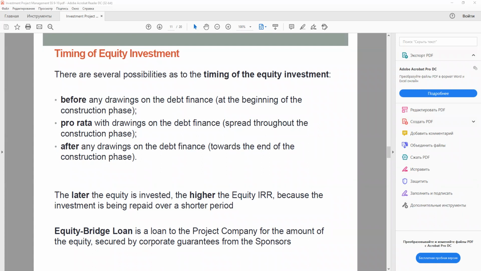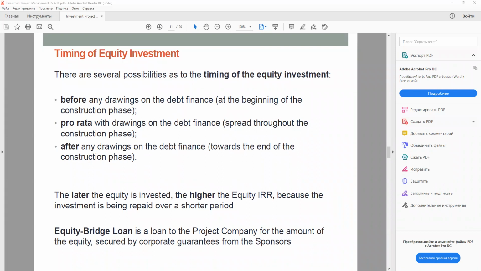Okay, we are back again. And let us discuss the timing of equity investment. There are several possibilities as to the timing of equity investment. That is, when the investor's share of the total funding is drawn.